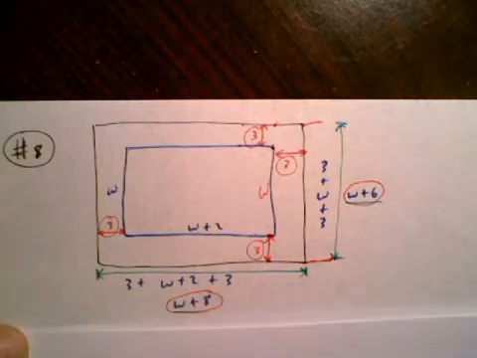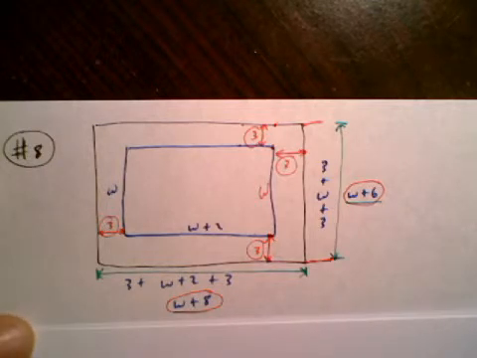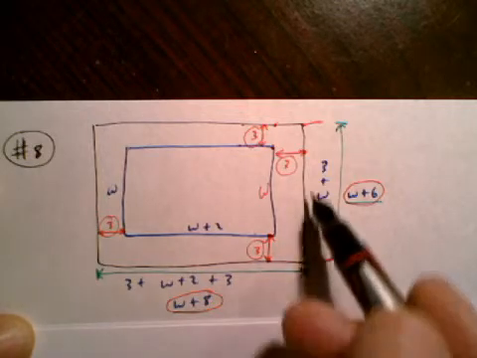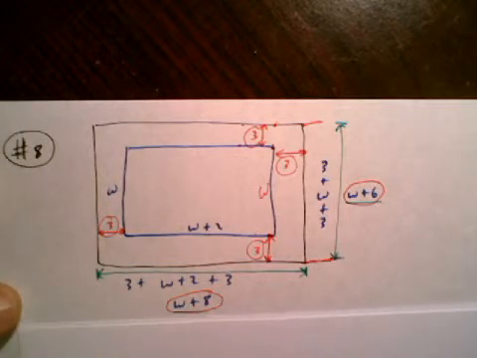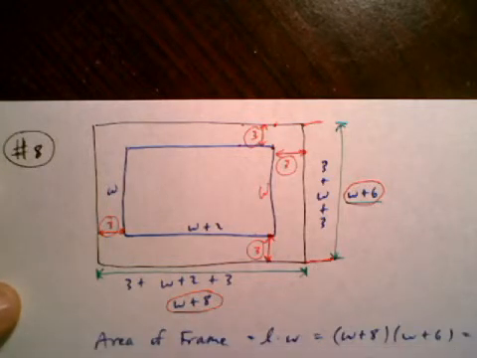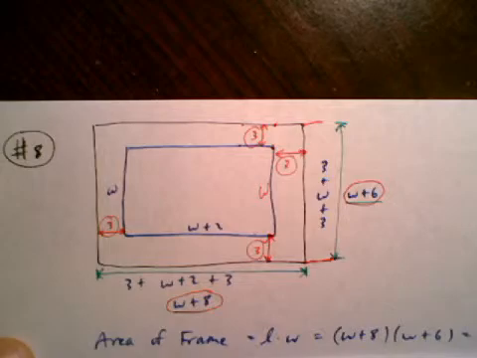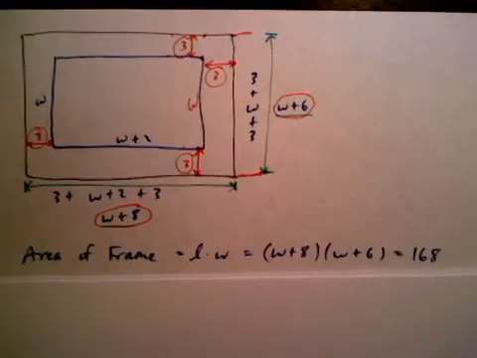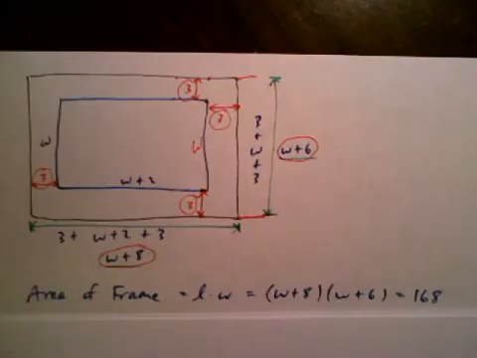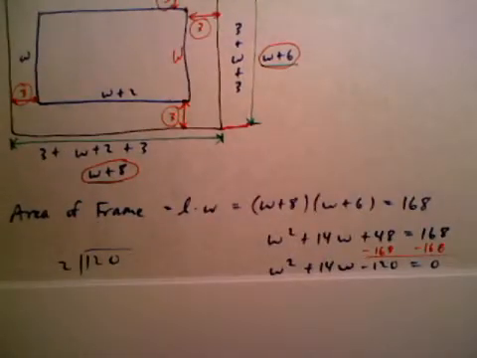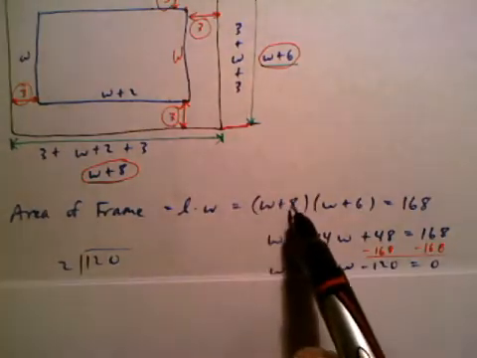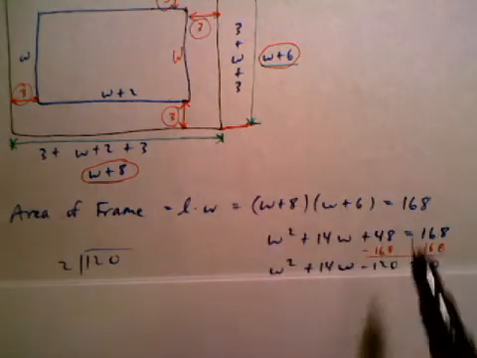So if you want to, again, go ahead and pause the video, because you do know how to find the area of something. You multiply the length times the width. Okay, so if you want to, again, pause the video, and here's the rest. The area of the frame, length times width, is 168, and you just solve this problem. Length times width is W plus 8 times W plus 6 is 168.